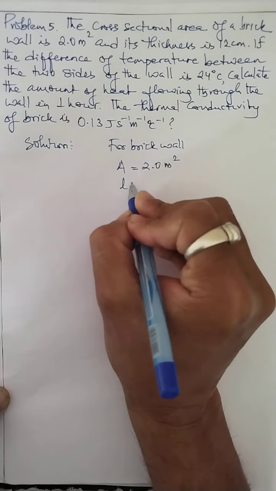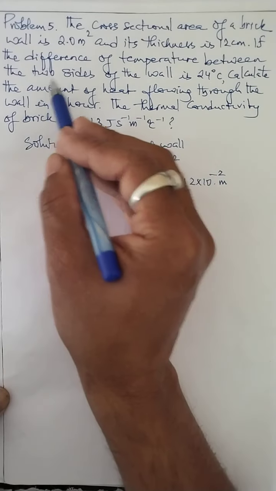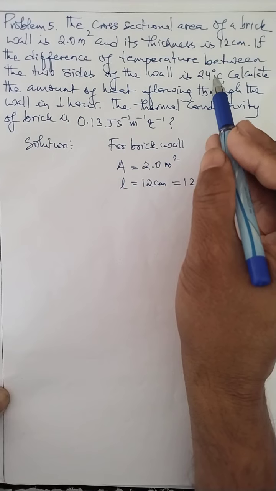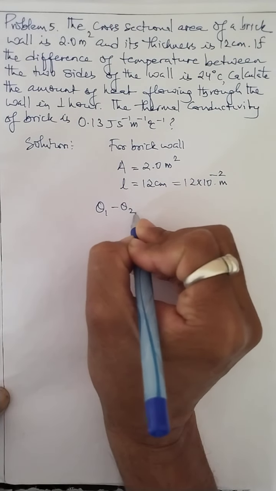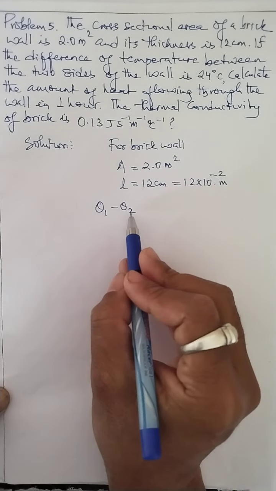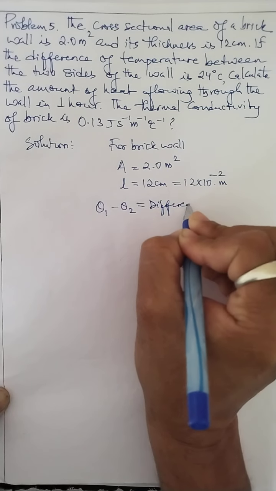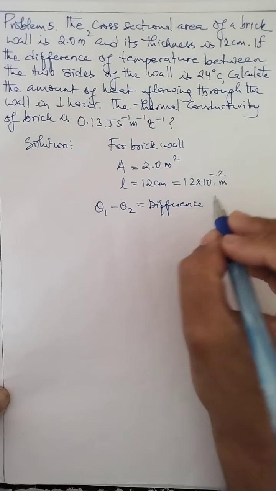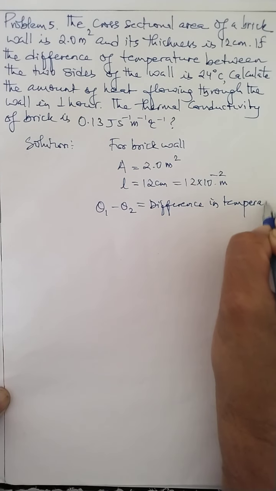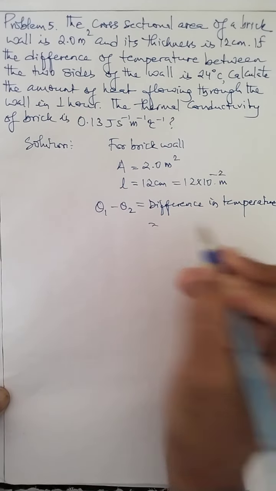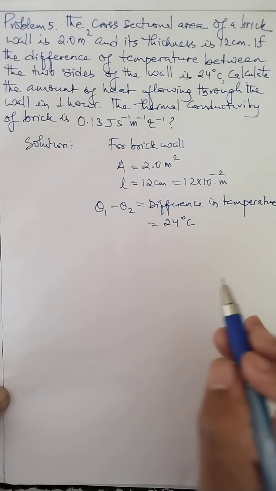Then the question says that the difference of temperature between the two sides of the wall is 24 degrees Celsius. The temperature difference means definitely theta 1 minus theta 2. This is the difference in temperature between the two sides of the wall. So what is the difference in temperature between two sides of the wall? That is 24 degrees Celsius. I write it in degrees Celsius only.